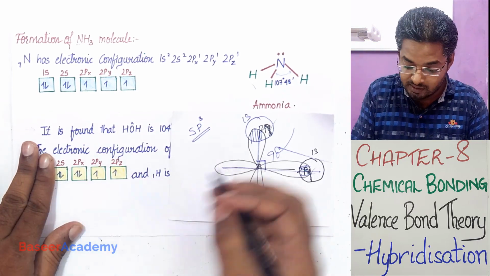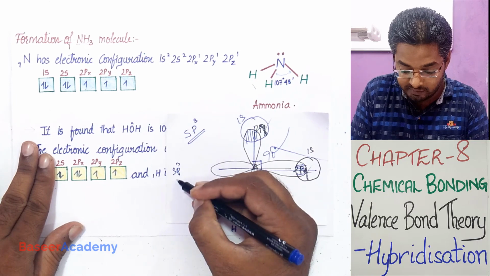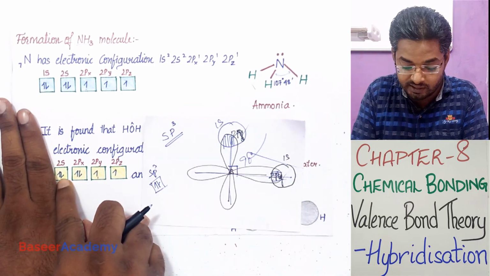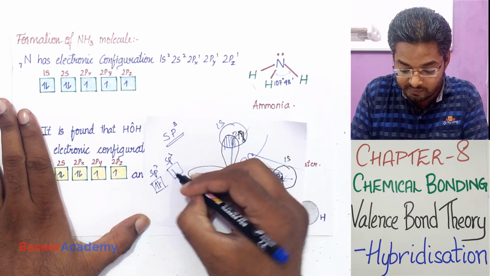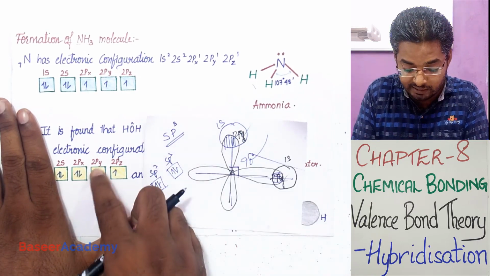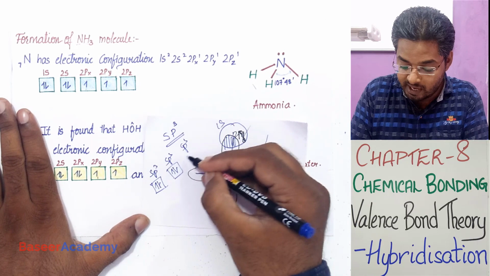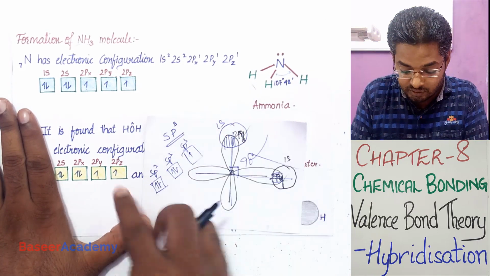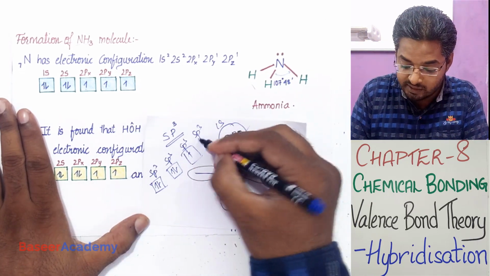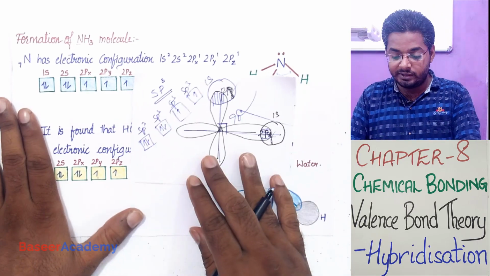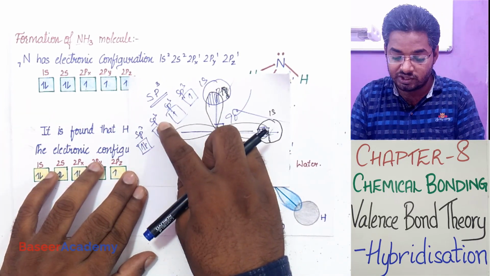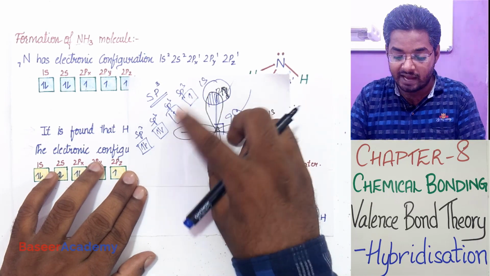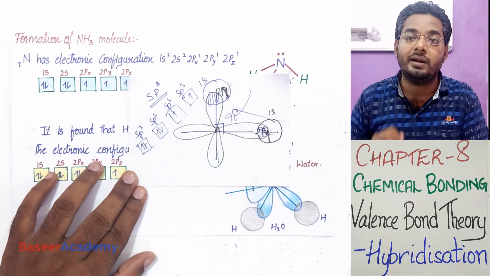So this 2s becomes an sp3 hybrid orbital which will have 2 electrons in it. This 2px also becomes an sp3 hybrid orbital. This 2py also becomes an sp3 hybrid orbital. And 2pz also becomes an sp3 hybrid orbital. You get to see that the first 2 sp3 hybrid orbitals have 2 electrons each, and the next 2 hybrid orbitals have an unpaired electron.